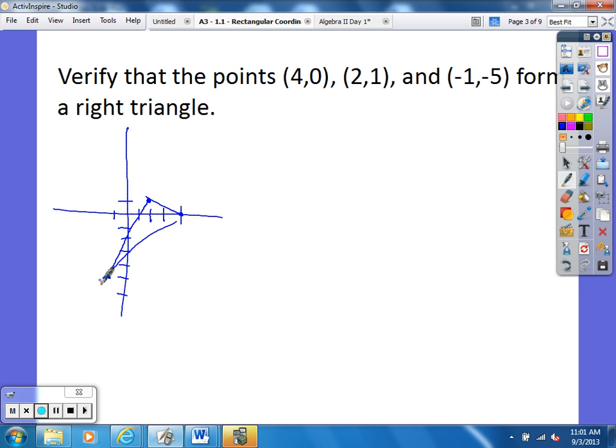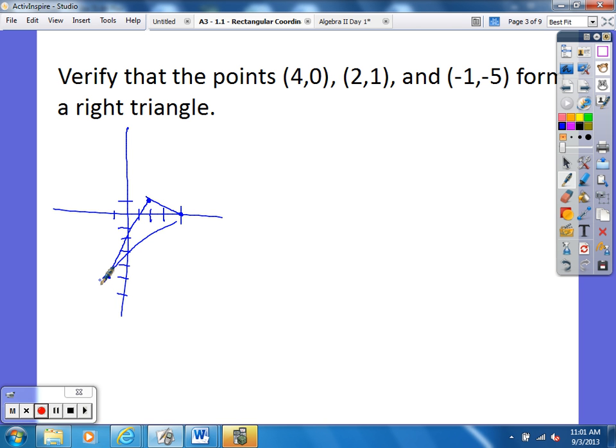Now let's graph the 3 points. Well, what proves something's a right triangle? Whitney. Okay. Well, I can't tell that that's 90 degrees. I can't just look at it and say it's 90 degrees.